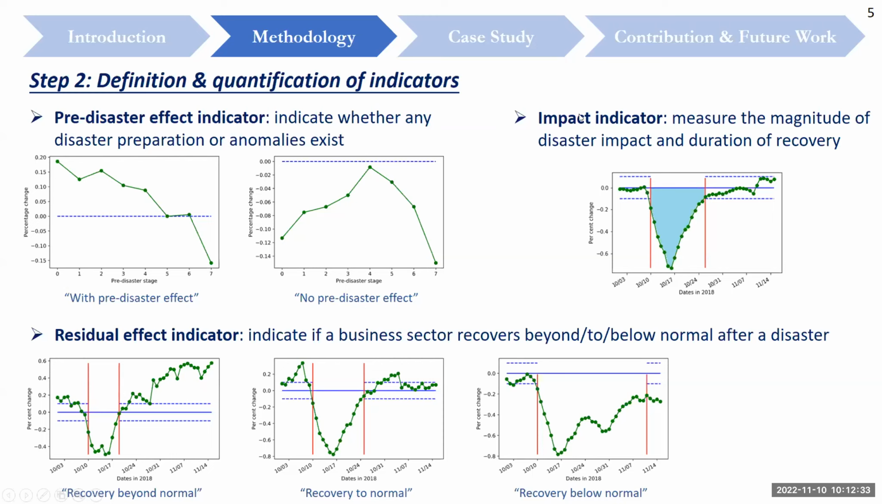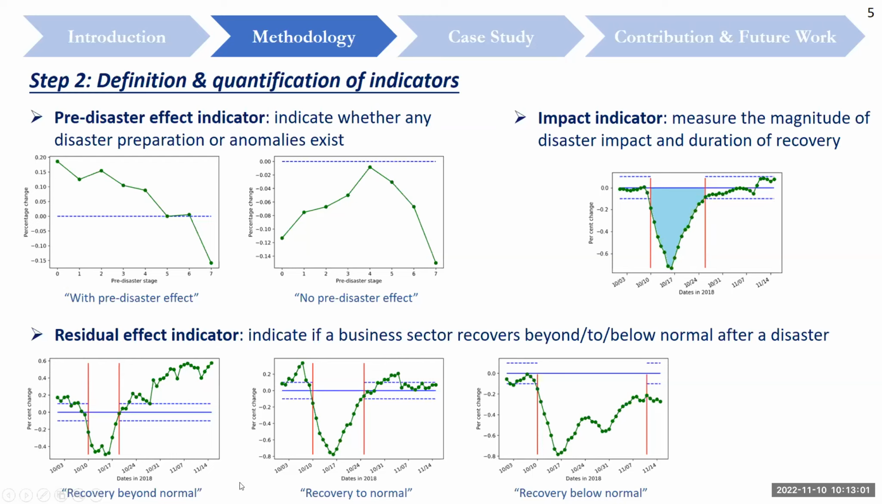And then for the impact indicator, this is the traditional way we calculate and assess resilience. Basically, we calculate the shaded area here. The shaded area size is a measure of the magnitude of disaster impact because it captures the decrease in the function level and also the duration of the recovery. And then for the third phase, which is the disaster recovery, we calculate the indicator called the residual effects indicator.